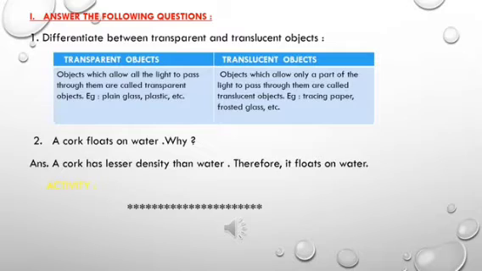An activity was given to find out whether the palm of your hand is transparent or translucent using a lighted torch. I hope many would have tried this and got the answer also. So, let us see whether the palm is transparent or translucent. Our palm allows only a part of the light to pass through it. Therefore, our palm is said to be translucent. I hope many would have got the answer correct. Now let us continue.